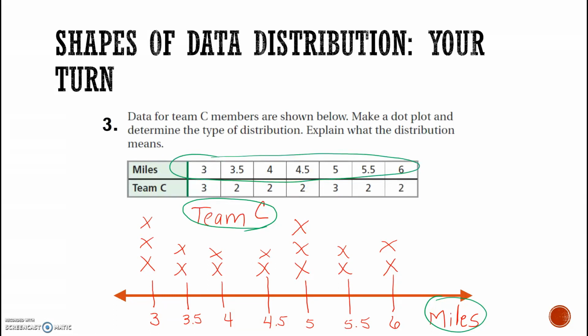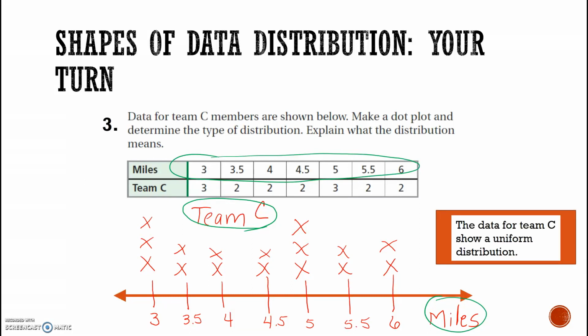Now, the distribution. For this graph, I would say the distribution is uniform. If I were to draw a line straight across, it pretty much all goes right to that line across the top. Yes, I got this guy and this guy a little bit above the line, but for the most part, with a quick visual look, it seems to be uniform. All of the number of miles have been run by about the same number of people.